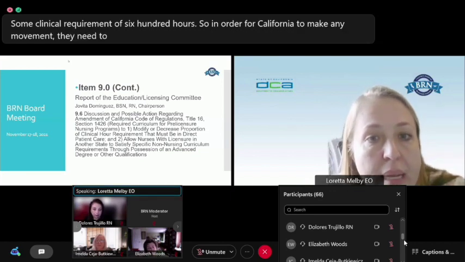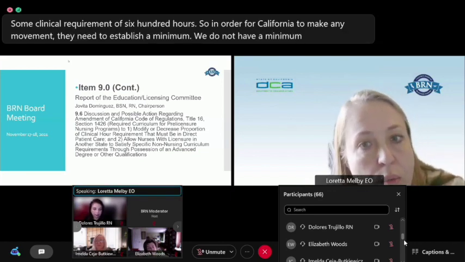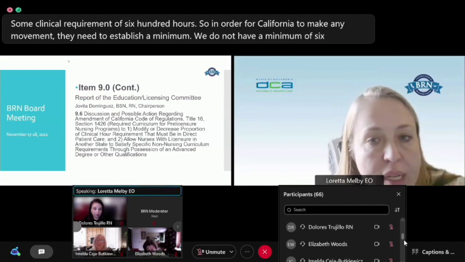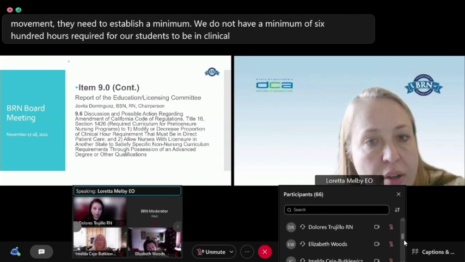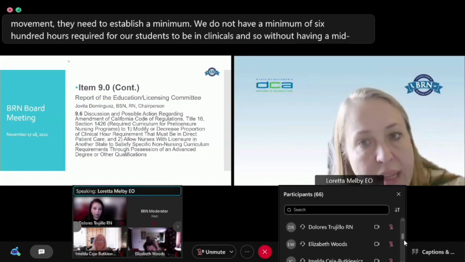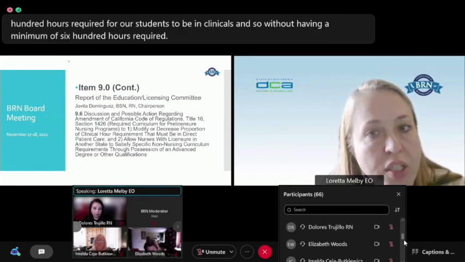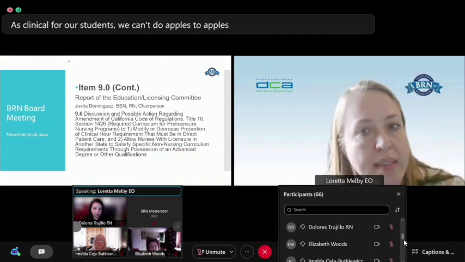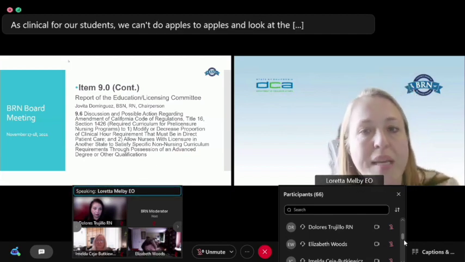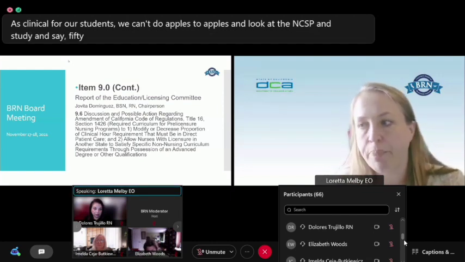We do not have a minimum of 600 hours required for our students to be in clinicals. And so without having a minimum of 600 hours required as clinical for our students, we can't do apples to apples and look at the NCSBN study and say 50% works because we don't have the same data.